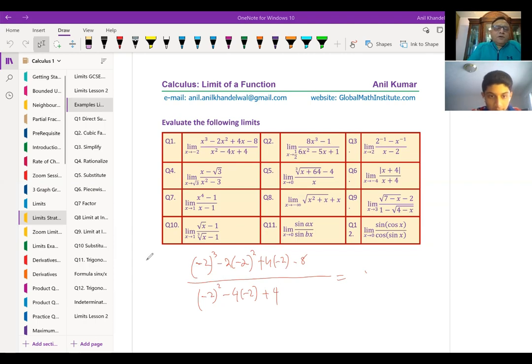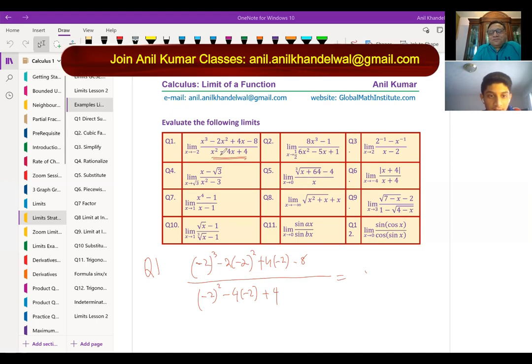So basically, for question number 1, just substitute minus 2 first. Because if the function is continuous at minus 2, you'll get a value, and that will be the limit of the function, correct? However, if you get undefined, then you know there is a factor in the denominator for minus 2, right? But it is not, because the denominator is x squared minus 4x plus 4. It is x minus 2 whole square, right? Do we have a factor there? No, sir, we don't. This could be expanded as x minus 2 whole square.